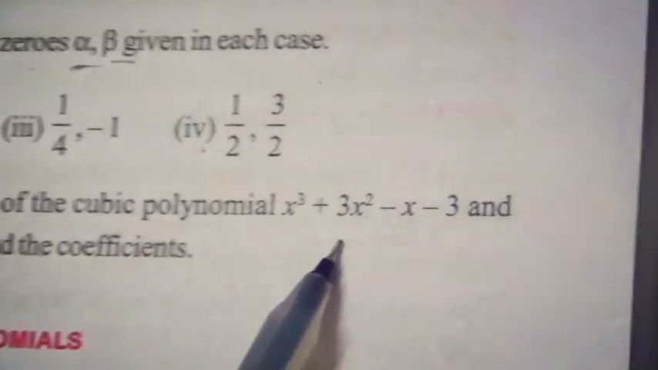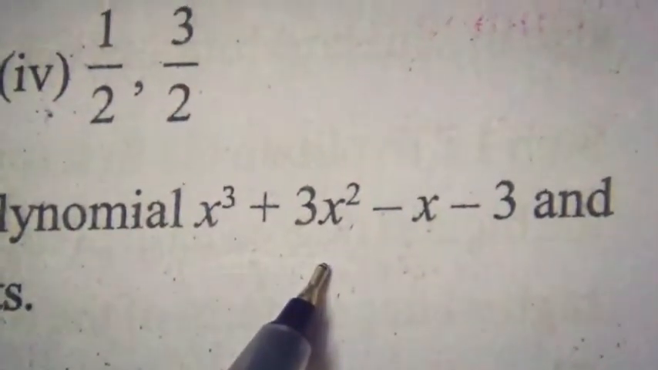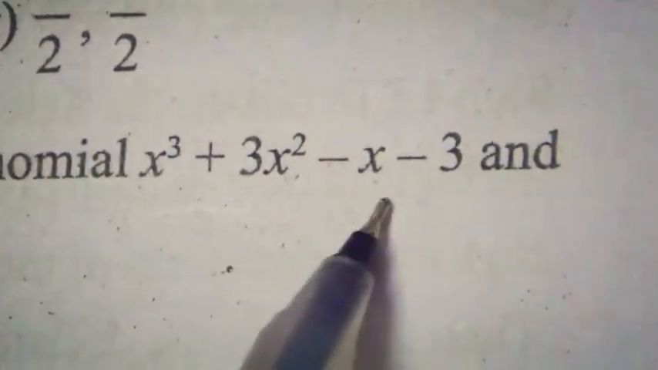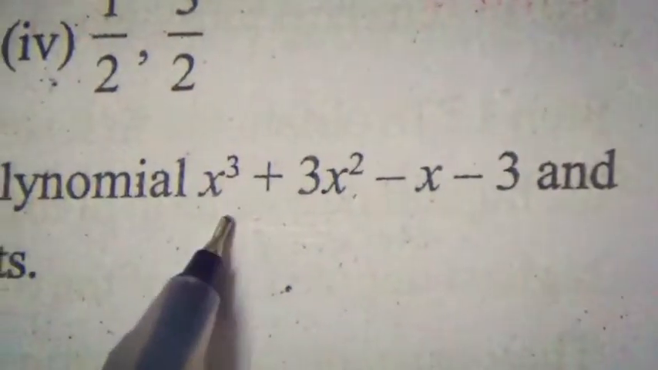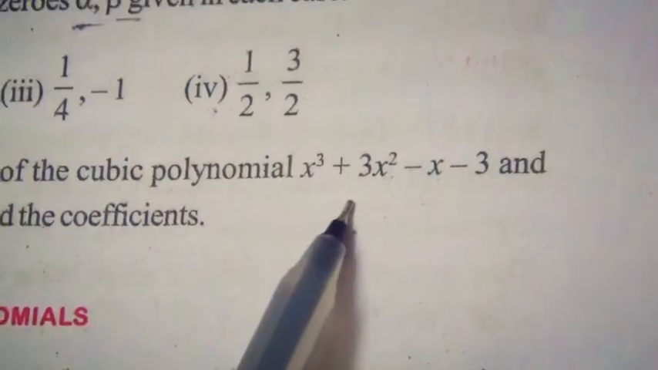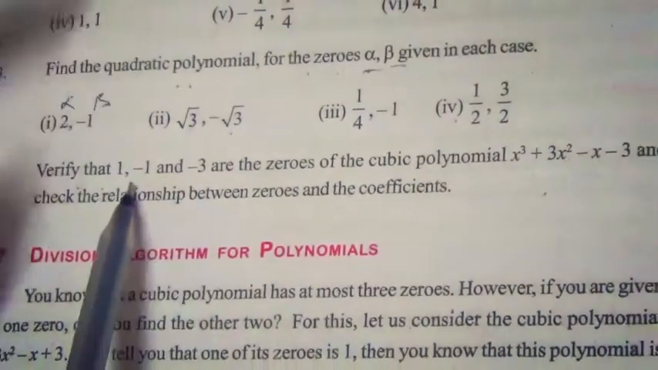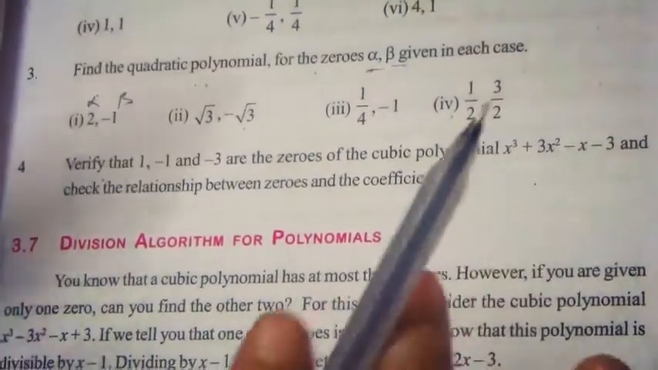First of all, what is the given polynomial? Is it a linear polynomial, quadratic polynomial or cubic polynomial? It is the cubic polynomial. Why? Because the highest power of this variable x is 3. Hence it is a cubic polynomial. Then we have to check the relationships of this cubic polynomial also. First of all, we will check these 3 are the zeros of this cubic polynomial or not.